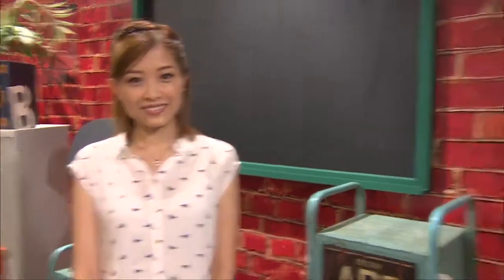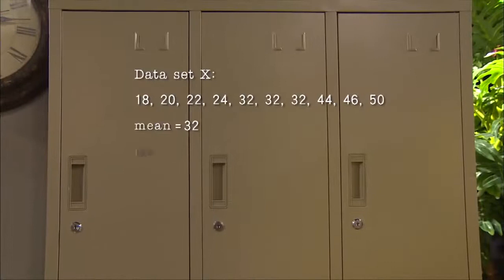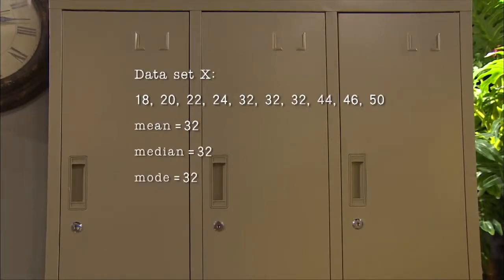When the deleted datum is greater than the median. Using the same set of data, the median is 32. If 44 is deleted, there are only 9 items left in this set of data. 44 is greater than the median. The new mean is 30.67. The new median is still 32, and the new mode is also still 32.